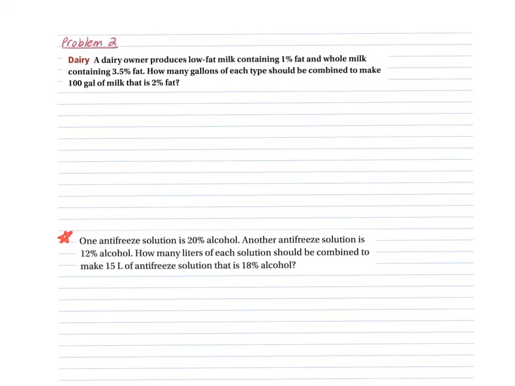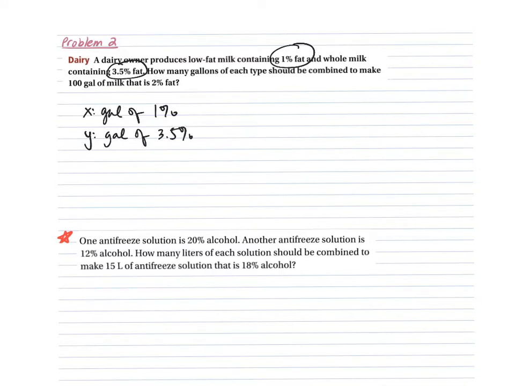Okay, a dairy owner produces low-fat milk containing 1% fat and whole milk containing 3.5% fat. How many gallons of each type should be combined to make 100 gallons of milk that is 2% fat? Okay, so this one's a little bit tricky, but let's think it through. You have 100 gallons of milk, and we have two types of milk, right? We have 1% milk and 3.5% milk. So let's call x our gallons of 1% milk, and let's call y our gallons of 3.5% milk.